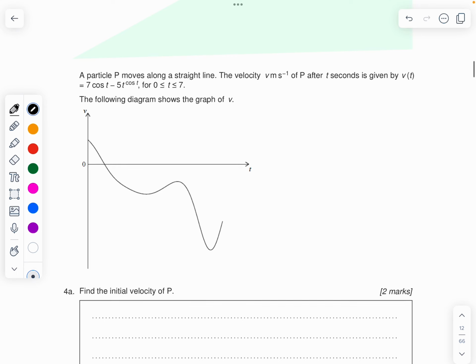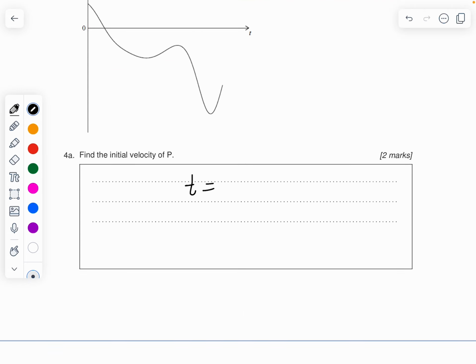A particle p moves along a straight line. The velocity v meters per second of p after t seconds is given by this one. Following the graph, find the initial velocity. Initial velocity means t should be equal to 0, so v of 0, which is 17 meters per second.